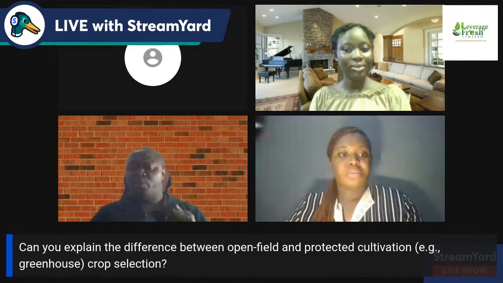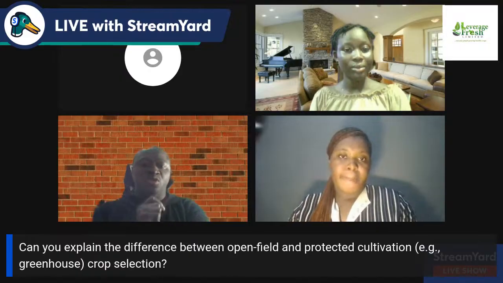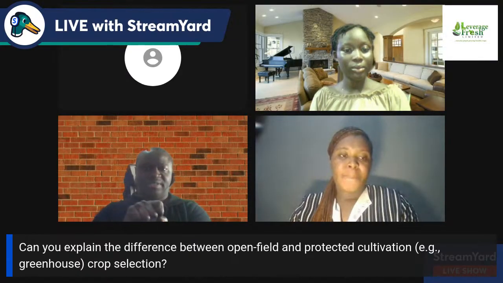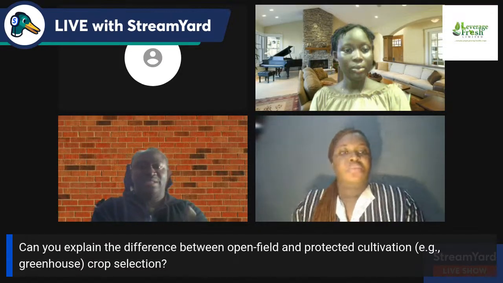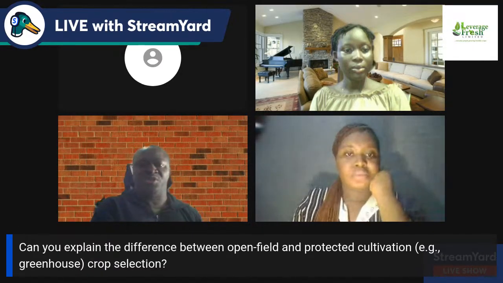Now, the key difference between open field and confined environment is how much control you have over this process. Open field, like I mentioned earlier, when I said if it was going to rain or there's going to be some amount of sunlight, there's little you can do. That is if you are growing your crop just in an open field under nature.